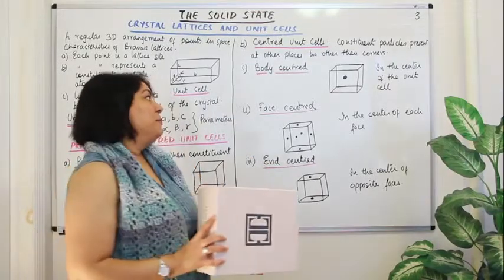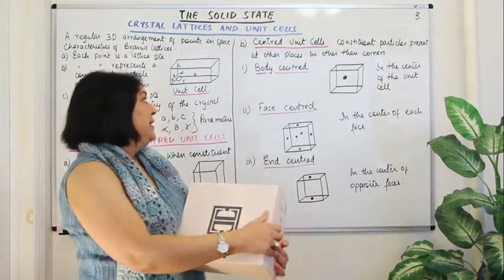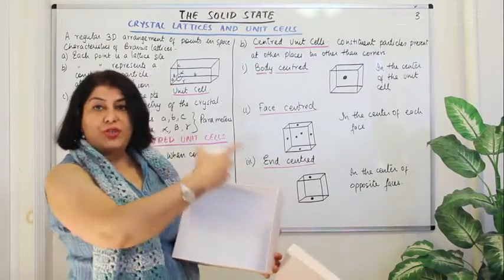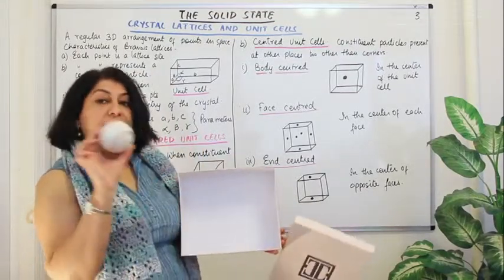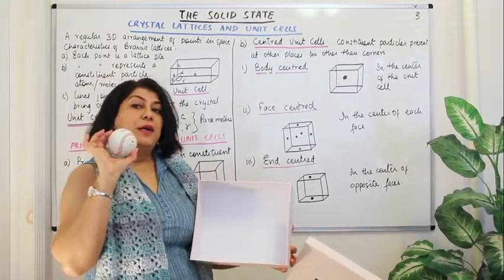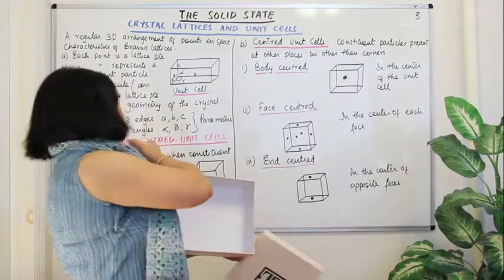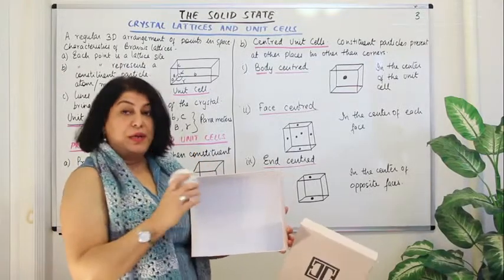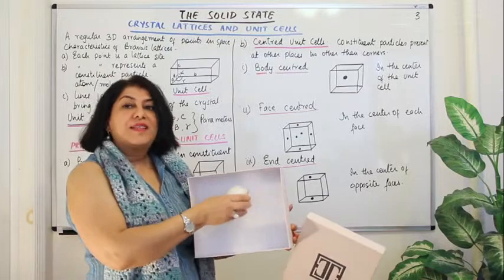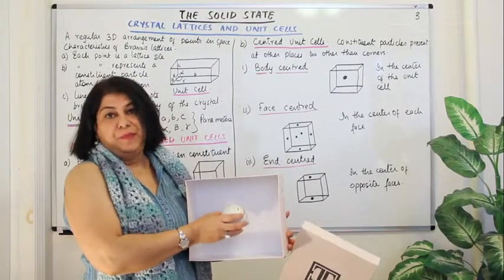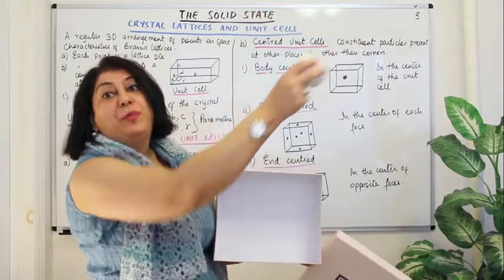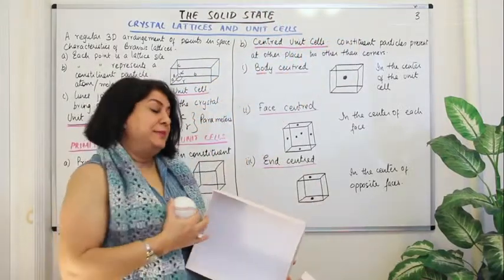Right? So what is a body-centered unit cell? A body-centered unit cell is one in which all the corners are occupied, and there is one particle, the constituent particle, which could be an atom, it could be a molecule or an ion, whatever is the constituent particle of the crystal, present in the center of the unit cell. In the middle of, imagine something in the middle of this room. That would be a body-centered unit cell.